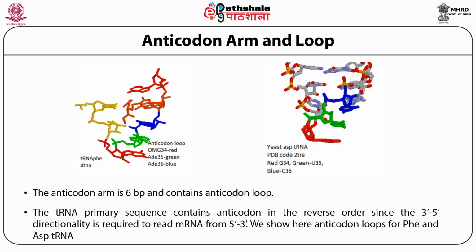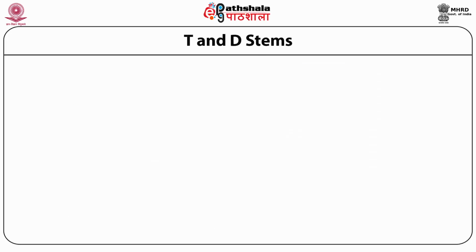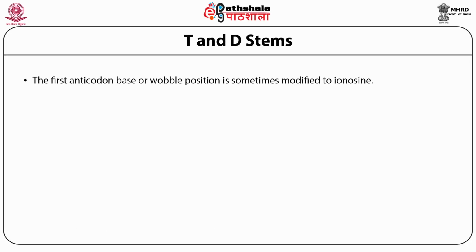The overall shape of the 4 stems and cloverleaf is L-shaped, with overall length 70 angstrom and width 20 angstrom. The two ends are 80 angstroms away. We show here the anticodon arm and loop and the difference between yeast phenylalanine tRNA and yeast aspartate tRNA.